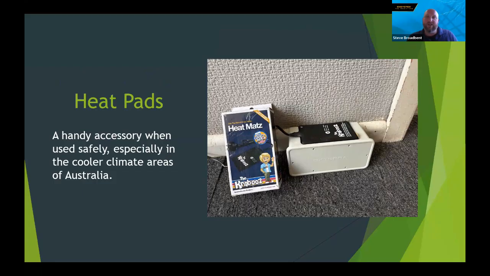Another little handy accessory, especially for us down here in Victoria, when it gets a bit cold, are heat pads. This is a hermit crab heat pad that I've used before, and you can just get them from your general pet stores.